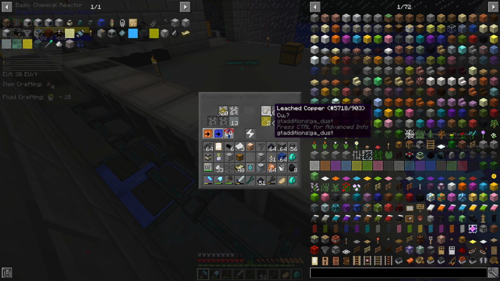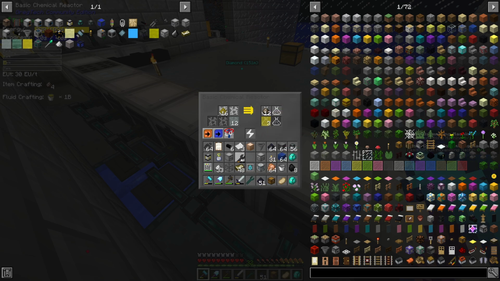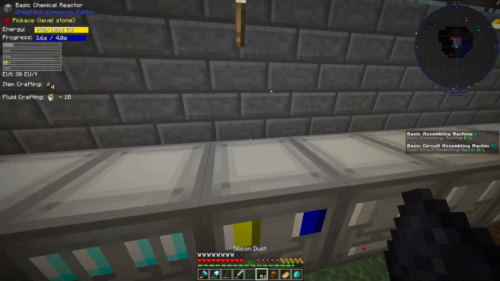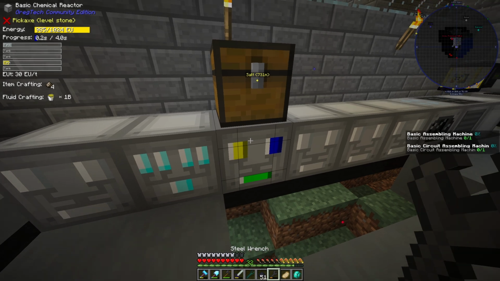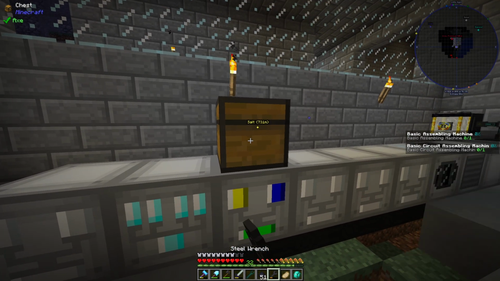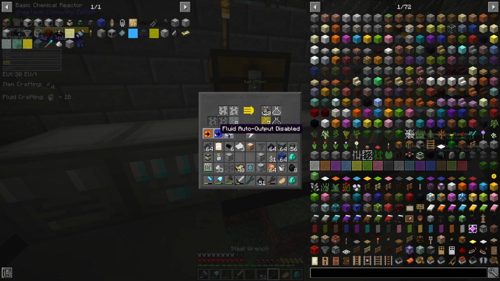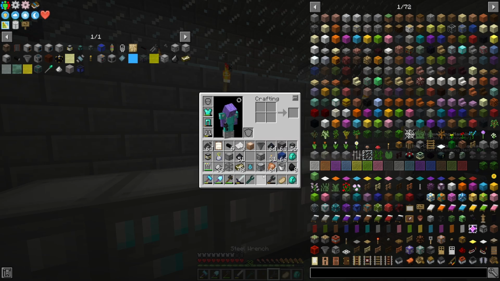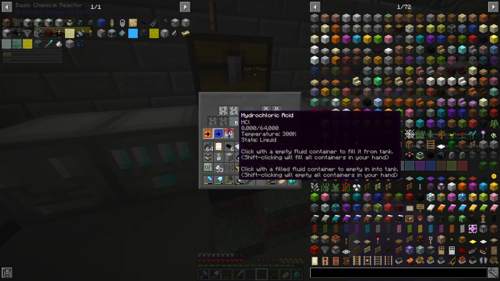I'm not sure what to do with this leached copper. I'm not going to lie. I think it can output items up, so maybe I'll put a chest on top. So let's try that. I don't really need anything else for it. So let's see if it can output to the top face. And turn item. Okay, cool. So it does look like it goes up into this chest, and we are creating the chloroauric acid.